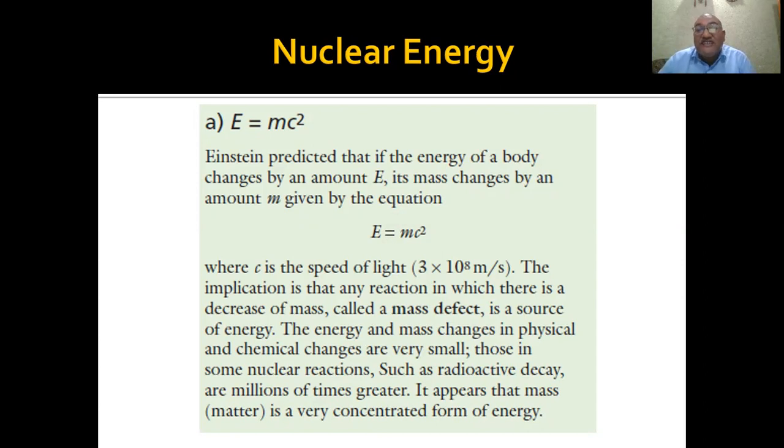E equals mc squared. This happens in nuclear reactions, where c is the speed of light, 3 times 10 to the power 8 meters per second. The implication is that any reaction in which there is a decrease of mass is a source of energy. The mass which disappears and converts into energy is called the mass defect.